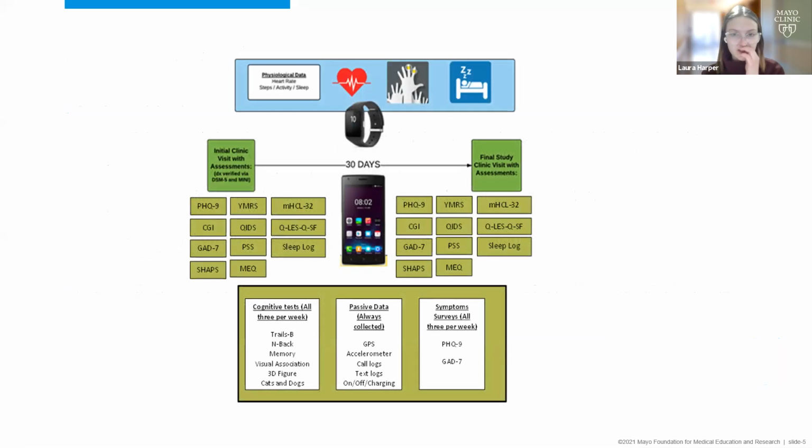This is a diagram showing what kind of data we'll be collecting throughout the study. There'll be 30 days in between each visit, and it lists all the different scales that we'll be doing. At the bottom, we'll be having them do the cognitive test, the passive data that's always collected, and those symptom surveys that they'll be doing 3 times a week.